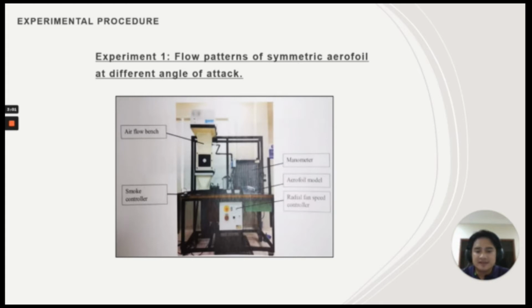Then the reading is recorded and tabulated. Then the radial fan speed controller is increased, and lastly the experiment is repeated for angles of attack of 30 degree, 45 degree and 60 degree.